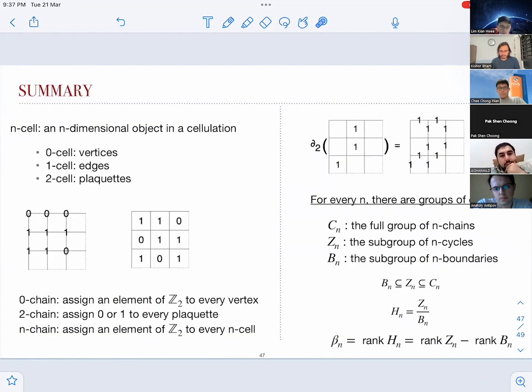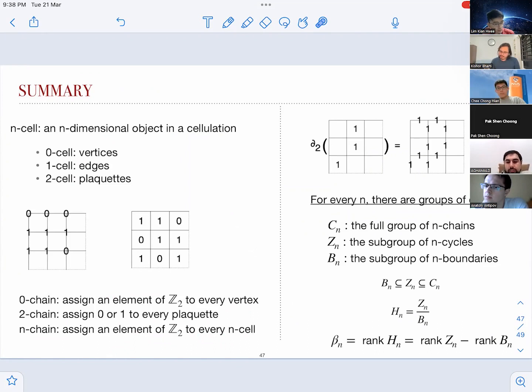So we had the n cells. It's basically an n-dimensional object in a cellulation: 0 cell, 1 cell, 2 cell, vertices, edges, and plackets. A 0 chain is an assignment of an element of Z2 to every vertex. A 2 chain assigns 0 or 1 to every placket. An n chain assigns an element of Z2 to every n cell. So that's what a 0 chain, 2 chain, n chain, and so on, are.